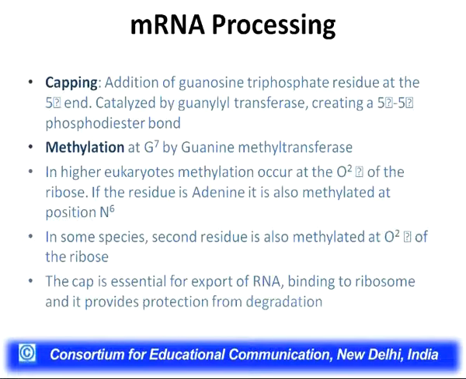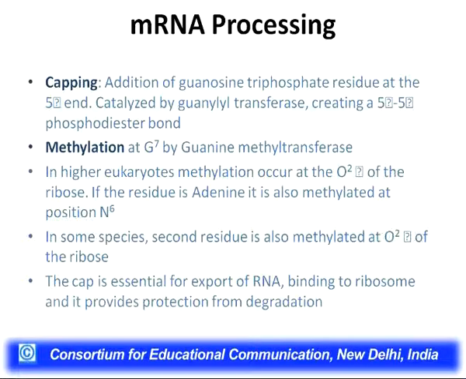ribonucleotide of the mRNA. Usually, we know that the bonds between ribonucleotides in RNA or bonds between deoxyribonucleotides in DNA are linked by 5 to 3 linkage, whereas in this particular case the two nucleotides are linked by 5 to 5 linkage, 5 to 5 phosphodiester bond.